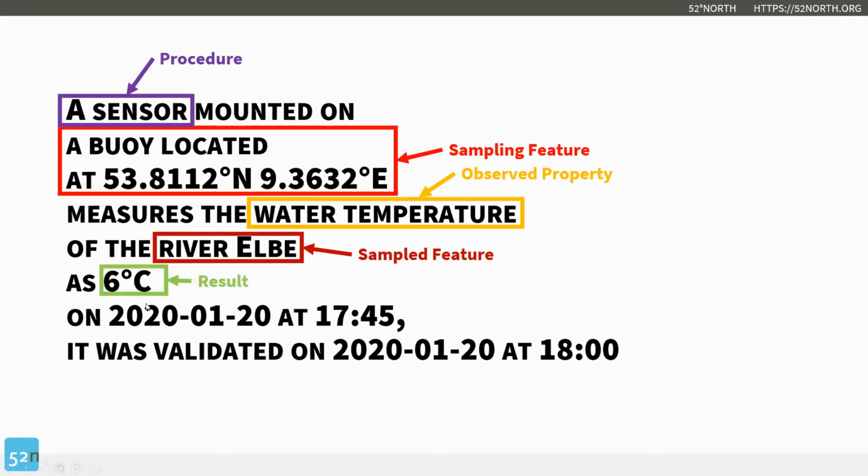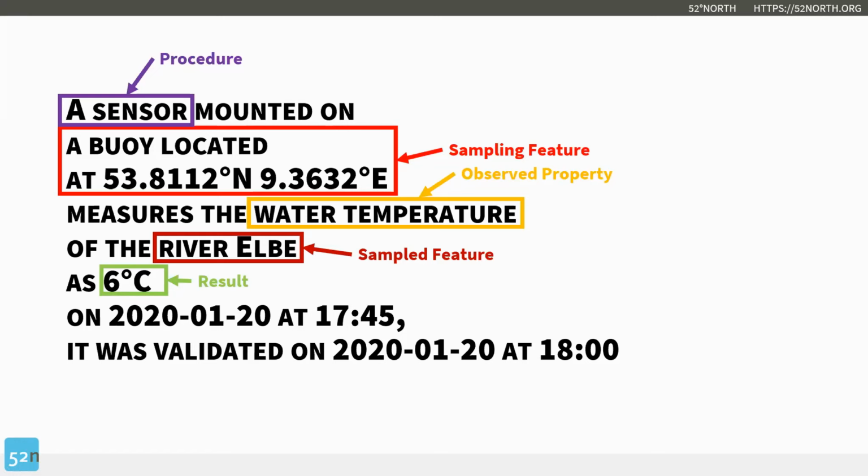Then we have our core result. That is the value that was measured, together with the unit of measurement if applicable. In this case, we have a numeric result. However, in other cases, we could also have more complex results. That could be images taken, simple Boolean values, or references to more complex data sets.